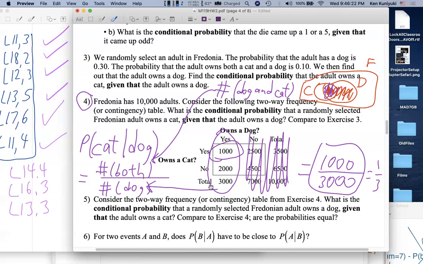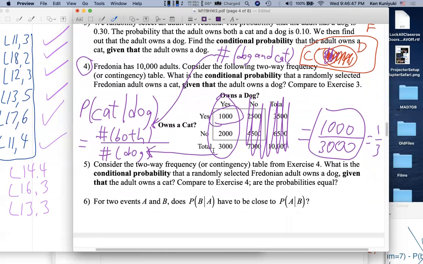Do you own a dog? Yes, that's why they're in this column. Do you own a cat? Again, yes, that's why they're in this upper left cell. We have 1,000 who own both. So basically, given that you own a dog, what's the conditional probability you own both, that is, that you also own a cat? So number 5 would be then 1,000 over 3,500. Correct. And you see it's different. They are supposed to be different.